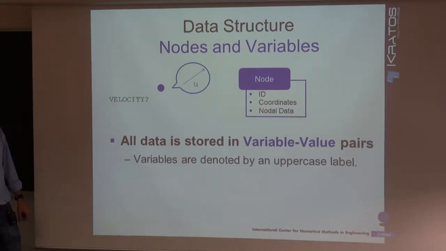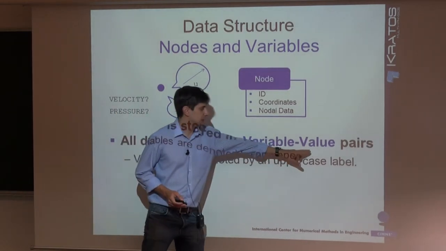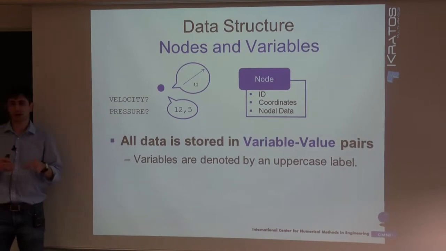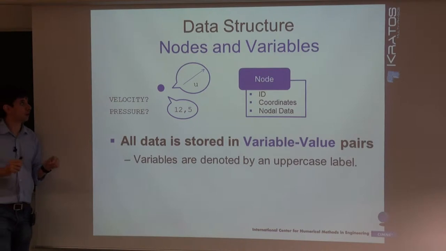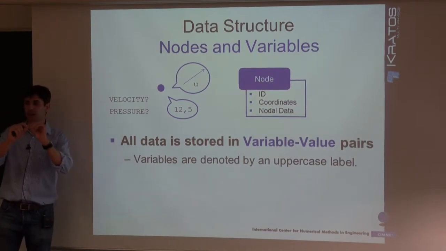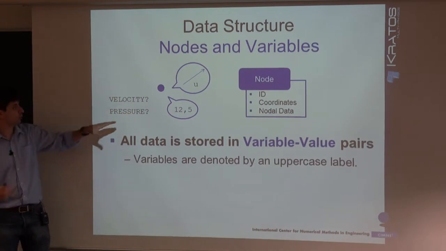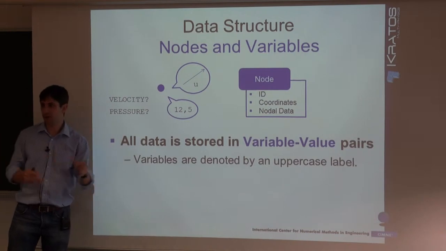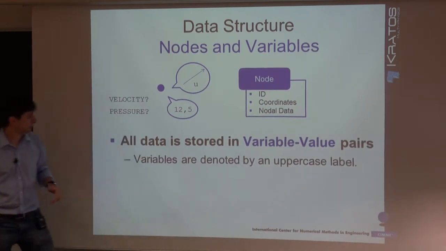Then all data is stored in variable value pairs. This is a very important concept in Kratos. You won't have a function that says, give me the velocity. There will be a function that will say, give me this variable, and this variable is velocity. So you have always pairs, velocity and the value, pressure and the value, density and the value, for example. So this is a very important concept.